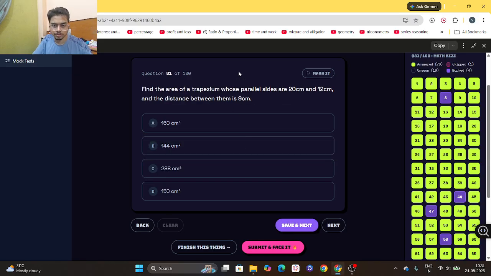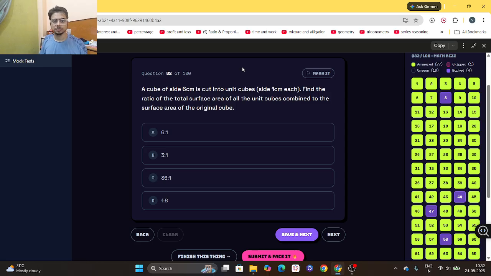Find the area of the trapezium whose parallel sides are 20 centimeter and 12 centimeter and the distance between them is 9 centimeter. Area of trapezium is 1 by 2 sum of parallel sides into height. 1 by 2 into 32 into 9 is 144.